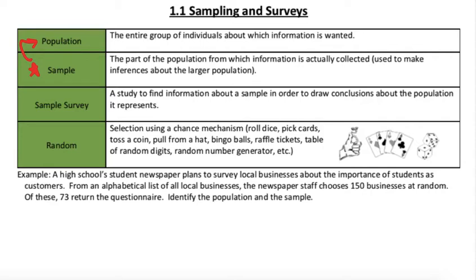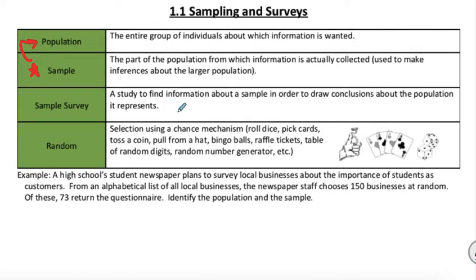We want to make sure that our sample is random. That means we're going to use selection with a chance mechanism like rolling dice, picking cards, tossing a coin, or pulling from a hat. We can use bingo balls, raffle tickets, a table of random digits, and a number generator. Mainly, we focus on pulling from a hat, the table of random digits, and the random number generator.